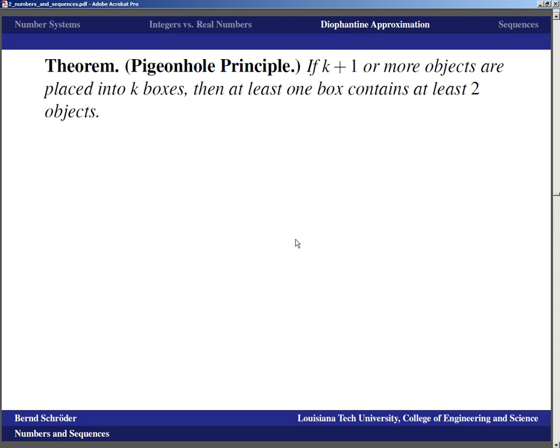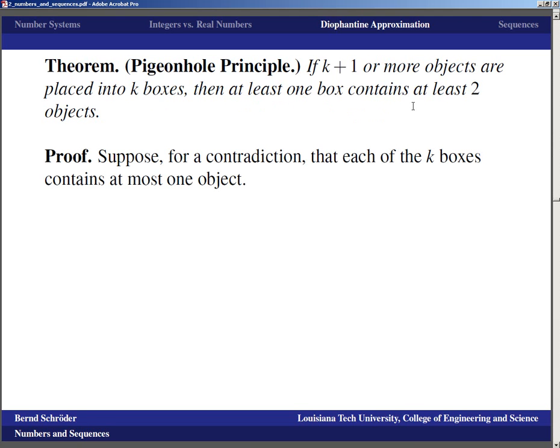So what is the pigeonhole principle? If you've got k plus 1 or more objects and they are placed into k boxes, then at least one box contains at least two objects. Well, that makes sense, right? I've got too much stuff and not enough boxes, so some box has to be double booked at least. And to turn that into a proof, you suppose for a contradiction that each of the k boxes contains at most one object.